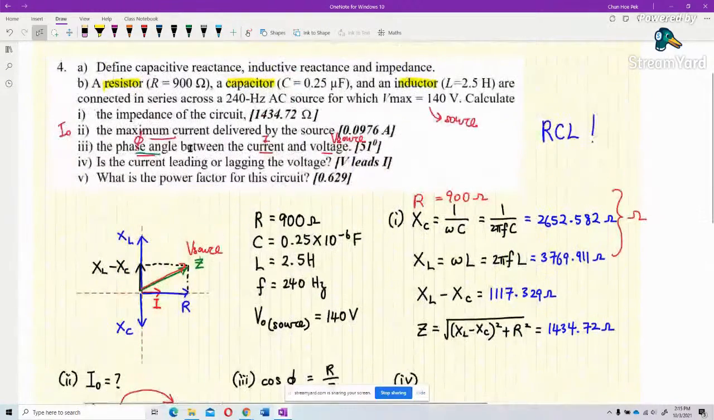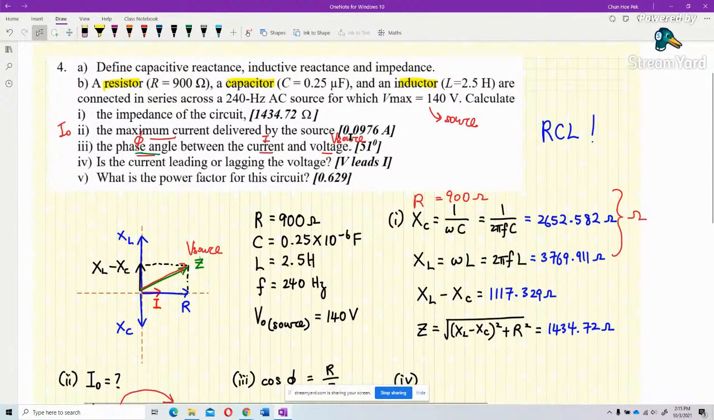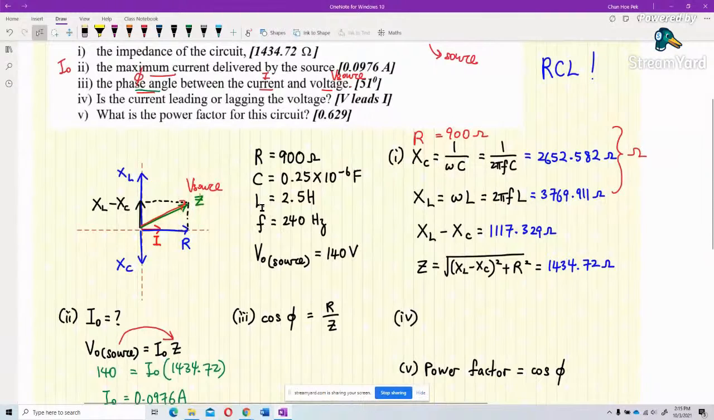So the question asks for the angle between current and voltage. Remember, current is in phase with the resistor, and V source is together with Z. So the angle between current and V source, of course, is this one. This is the phi. Very easy. Good, so we want to find the phi.